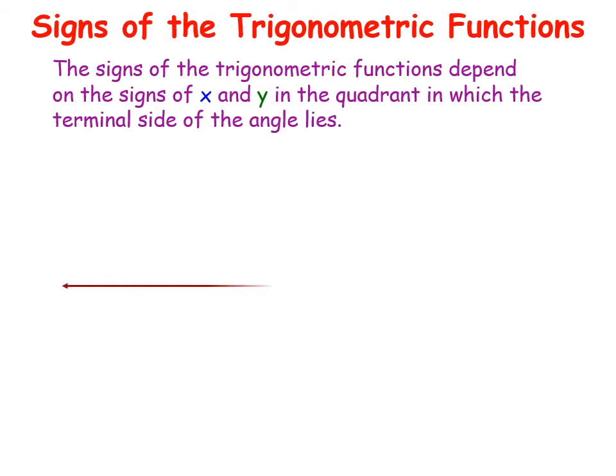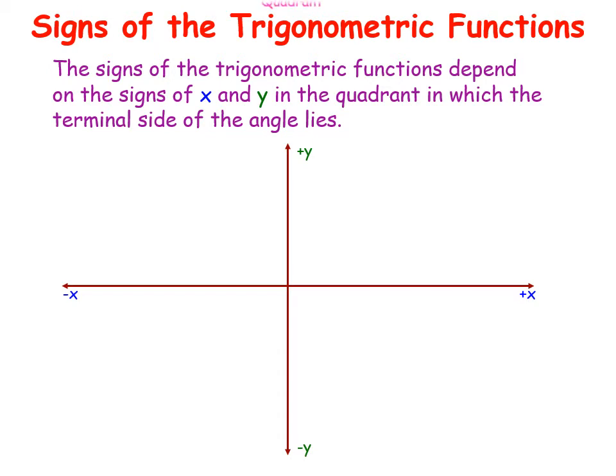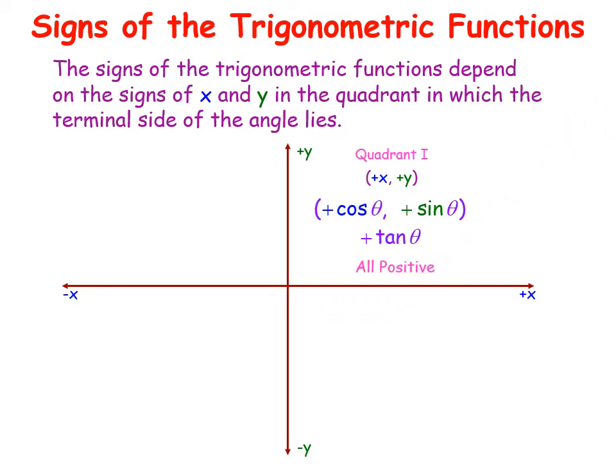As we said before, the x coordinate represents the cosine of the angle and the y coordinate represents the sine of the angle. Let's study the sign of each function in each quadrant. In the first quadrant, x is a positive quantity and y is a positive quantity. That means cosine is positive and sine is positive, right? Finally, tan will be positive. That means all functions are positive in the first quadrant.